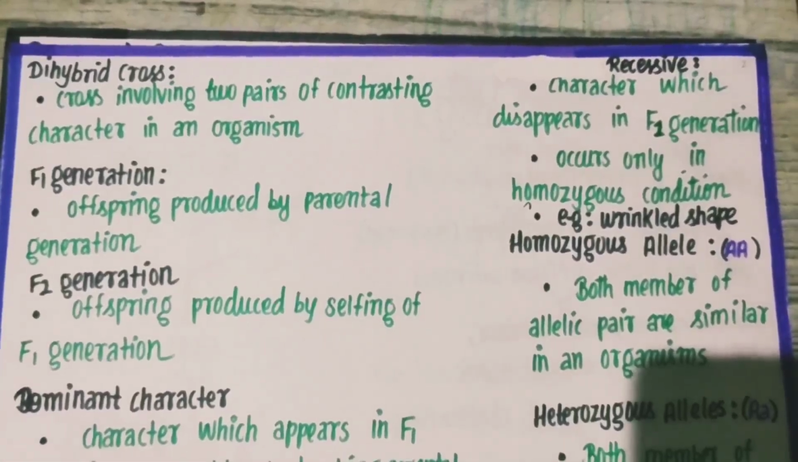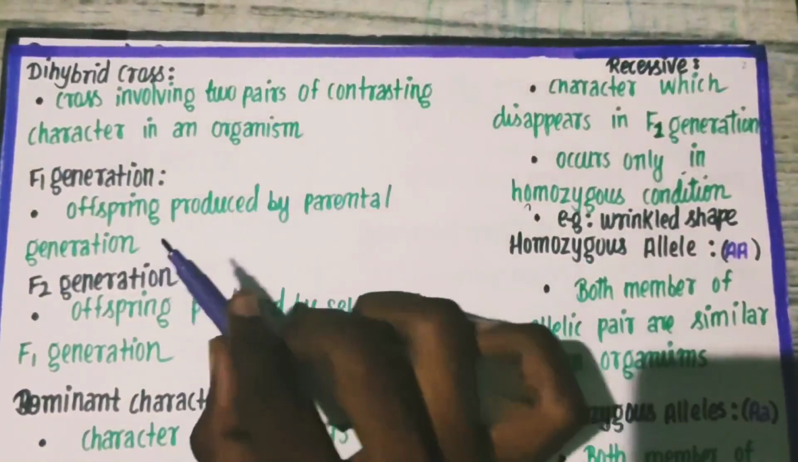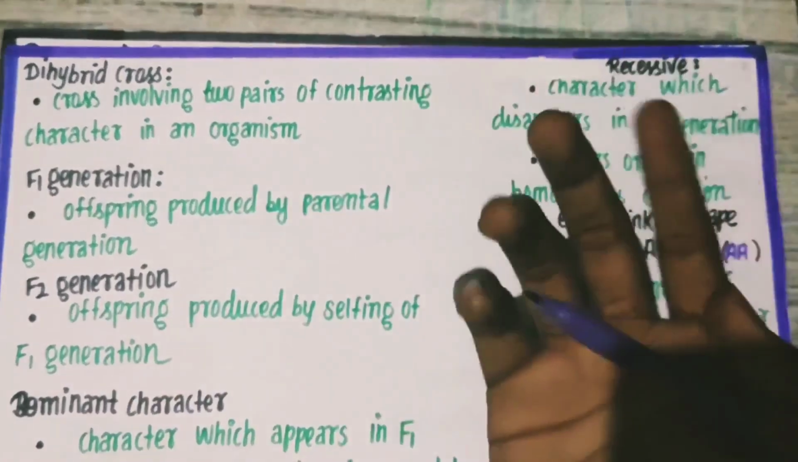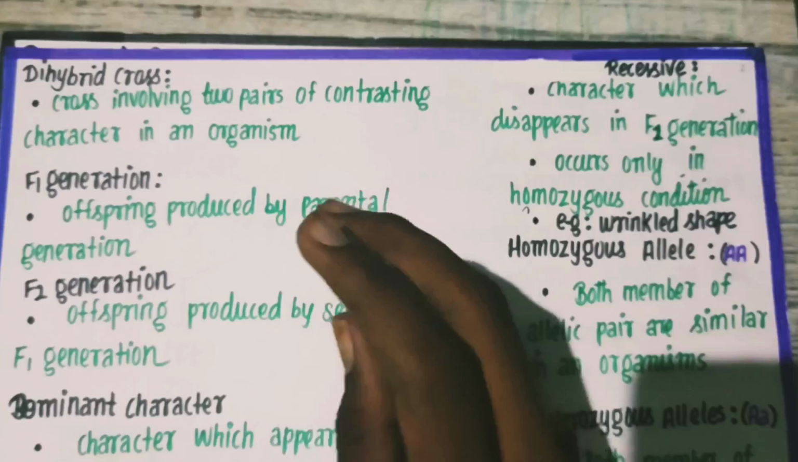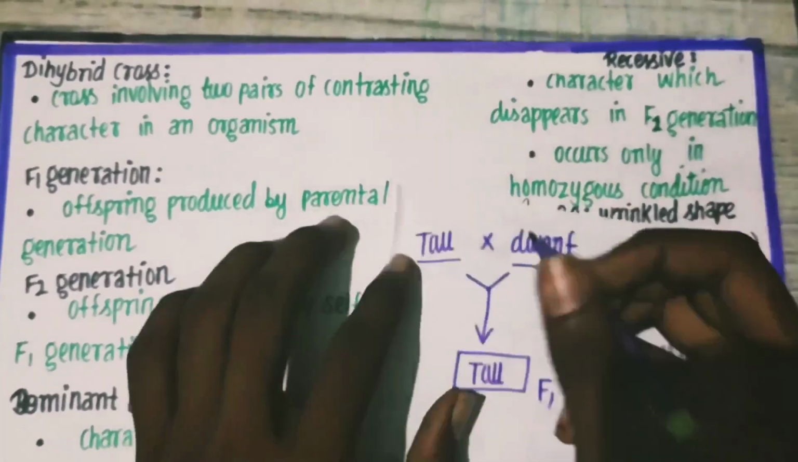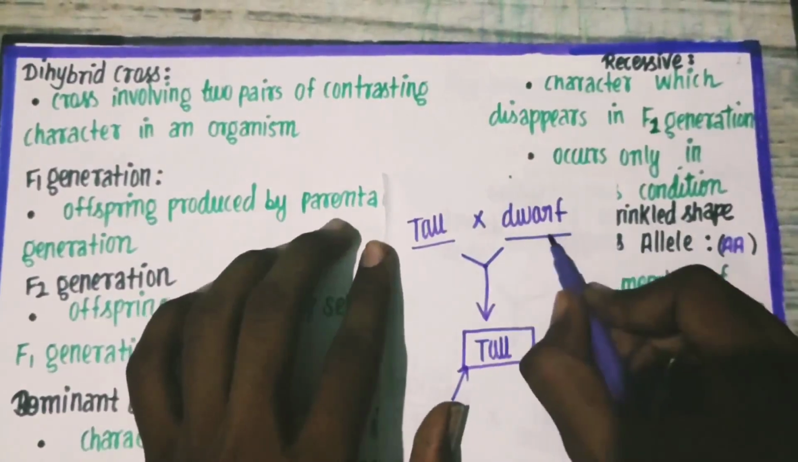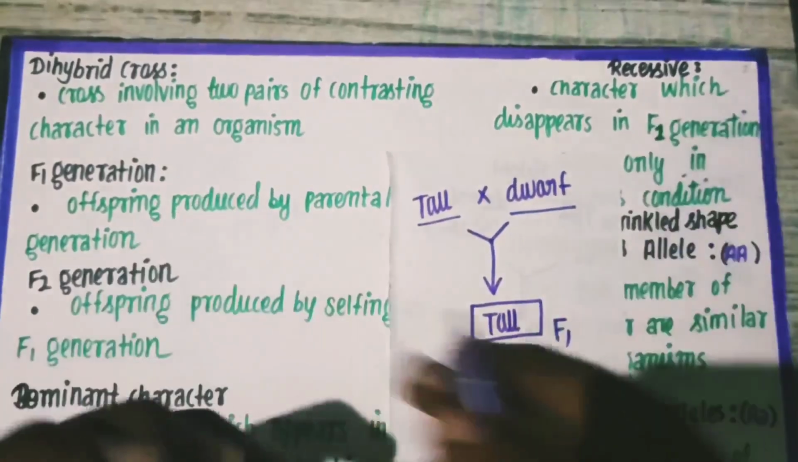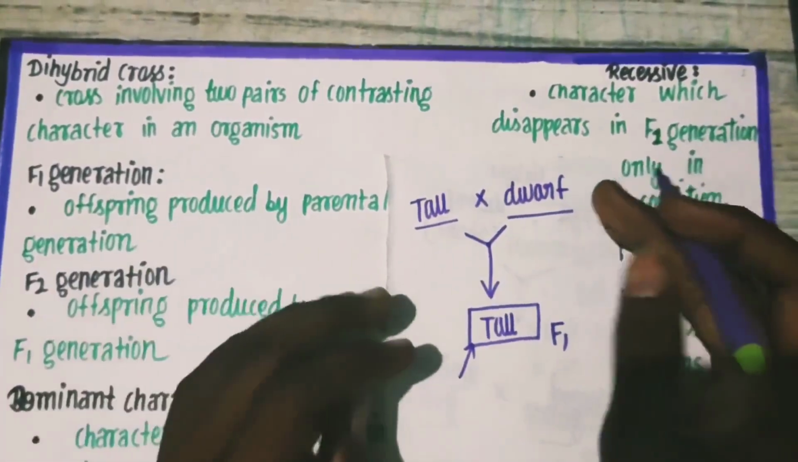What is F1 generation? F1 generation is the offspring that is produced by the parental generation. After the cross between the two parents, whatever offspring you receive altogether constitute the F1 generation. Let us suppose you are going to cross a tall plant with a dwarf plant. This is the first parent and this is the second parent. When you cross them, you get offspring, and all those offspring constitute the F1 generation.